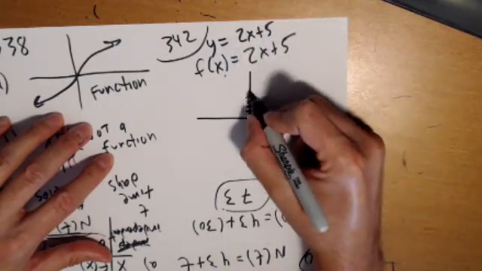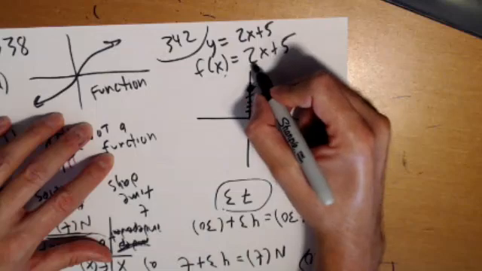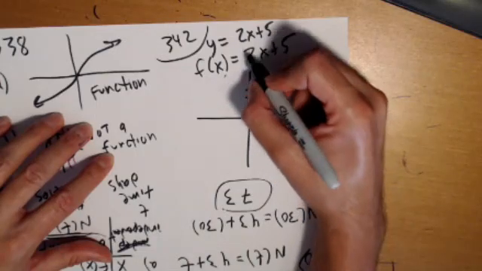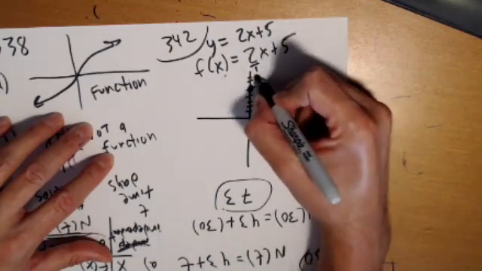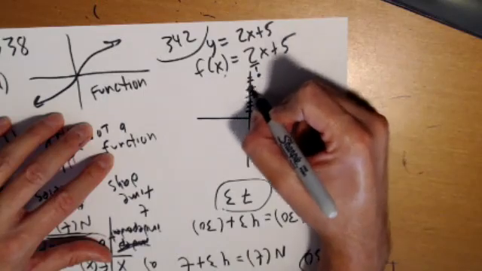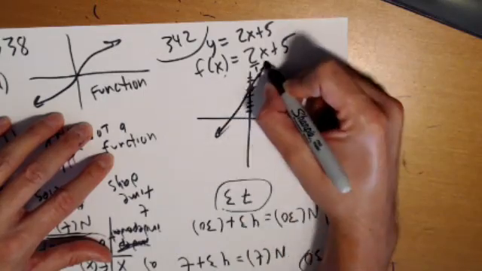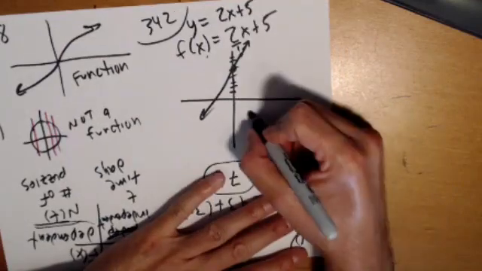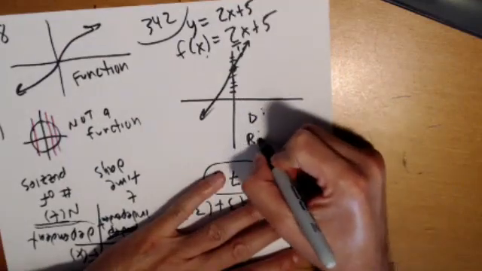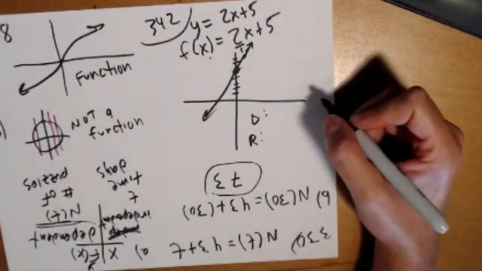1, 2, 3, 4, 5. Put a dot. How do I get to the next dot? Slope of 2, which is 2 over 1. Up 2 over 1. Up 2 over 1. So we get something that looks like this. And then the domain and the range. They want it in interval notation.